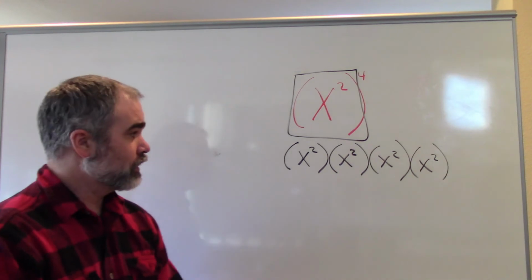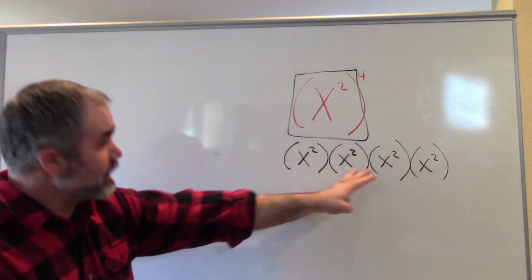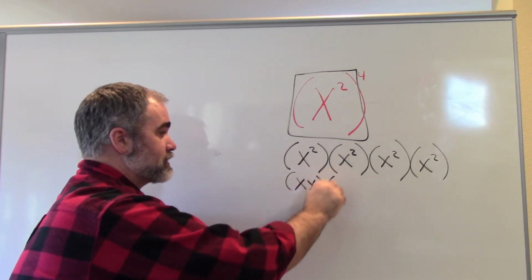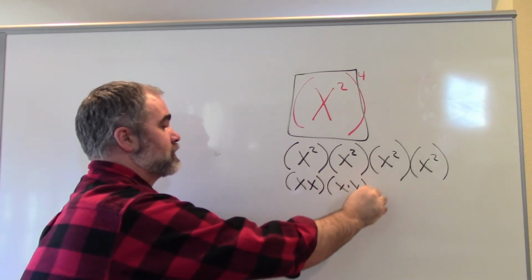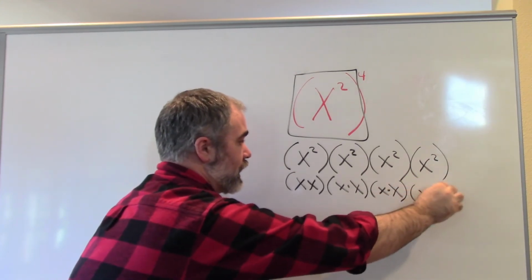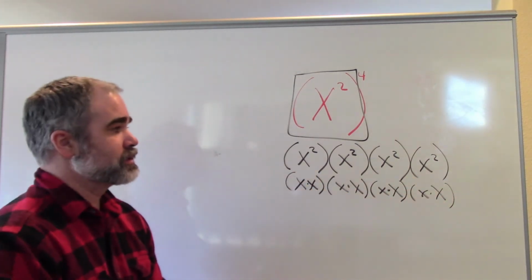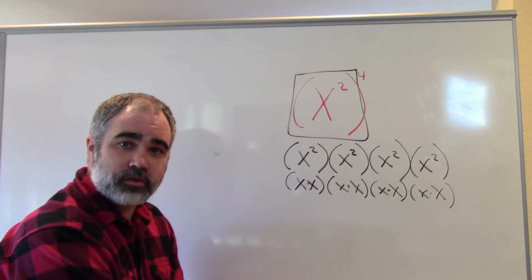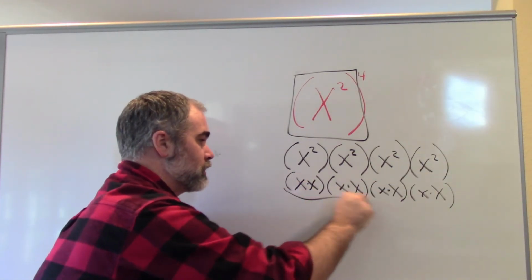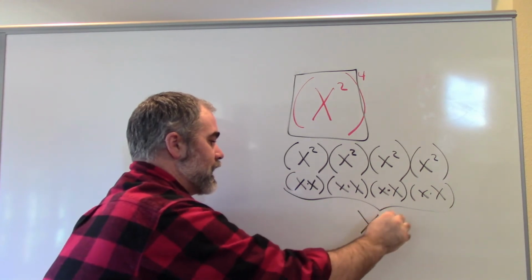4 of them. And then I could think about each of these as being x times x times x times x times x times x times x times x. Oh man. So let's count them up. How many do you have? Got 8 of them, right? So this is going to be all equal to x to the 8th power.